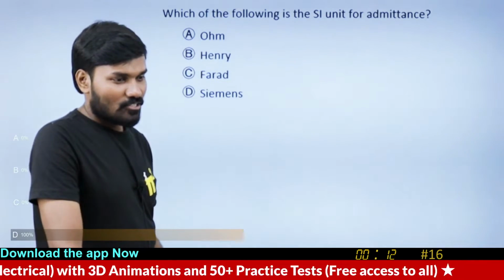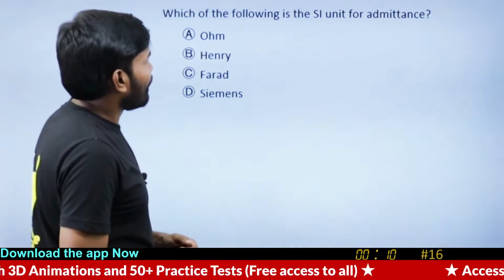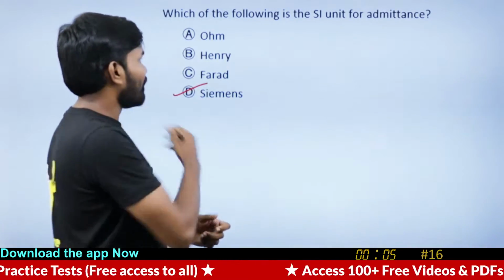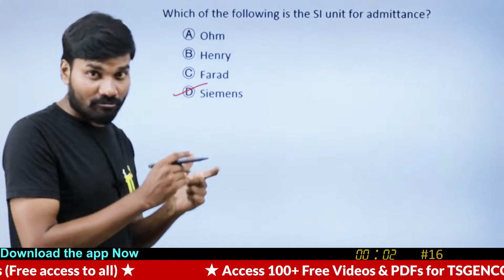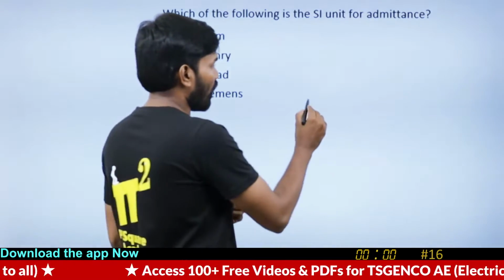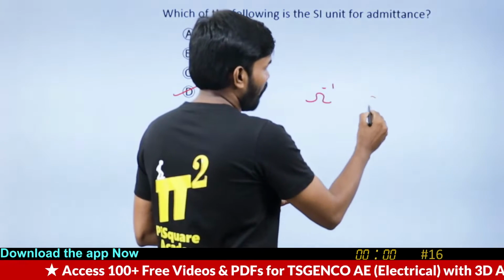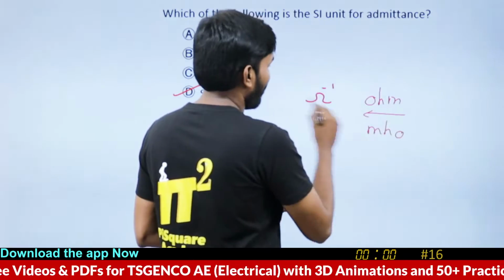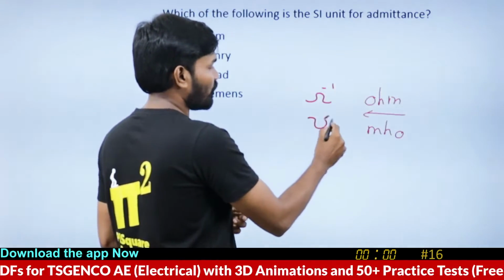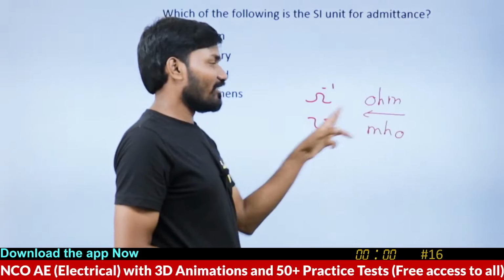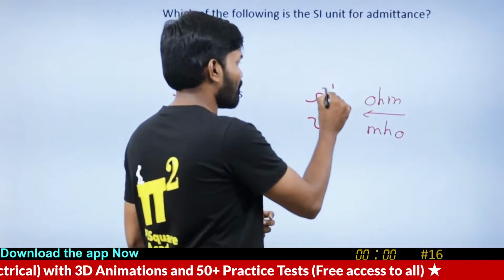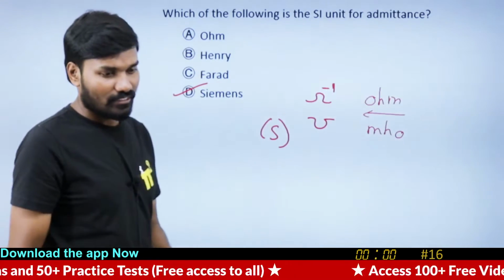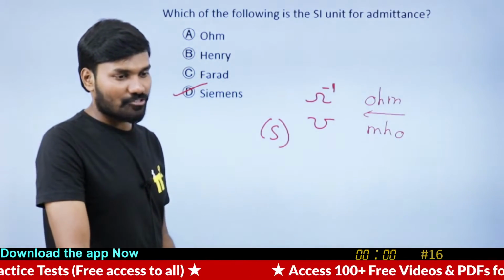Which of the following is the SI unit for admittance? The SI unit is being asked. So Siemens, we've seen that we call it mho. That's ohm inverse. You can call it mho or ohm inverse. See, ohm, you write it reversed, it's mho. Flip the symbol, that's the reciprocal, ohm inverse, or Siemens. So accordingly, this is the answer. That's a good one. Let's go for the next.